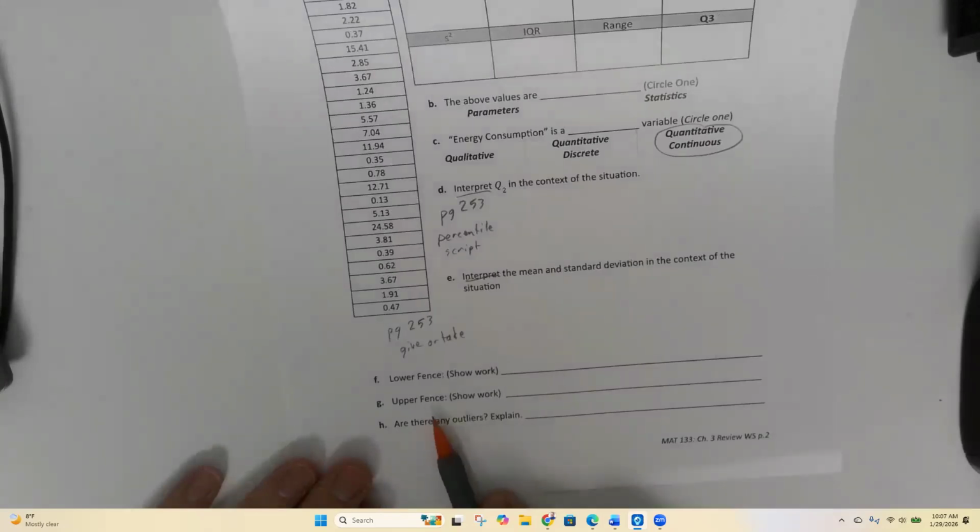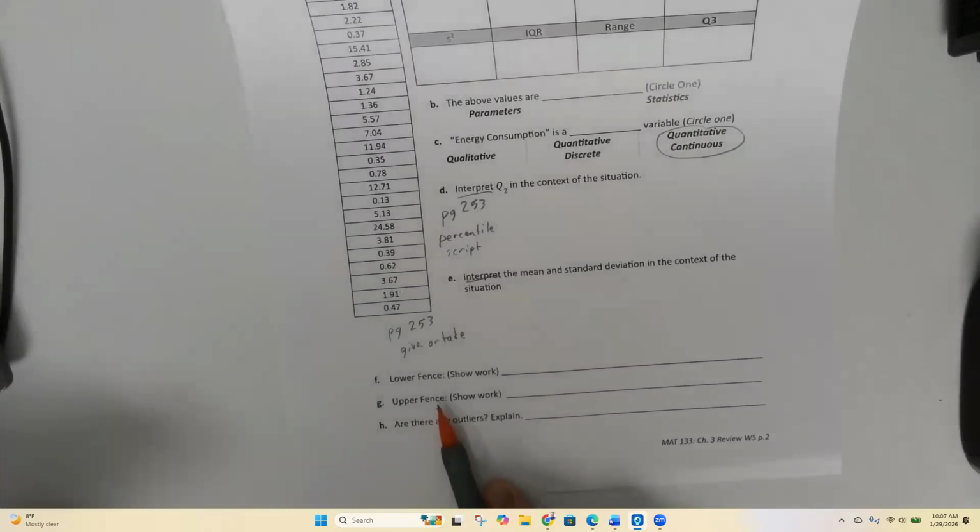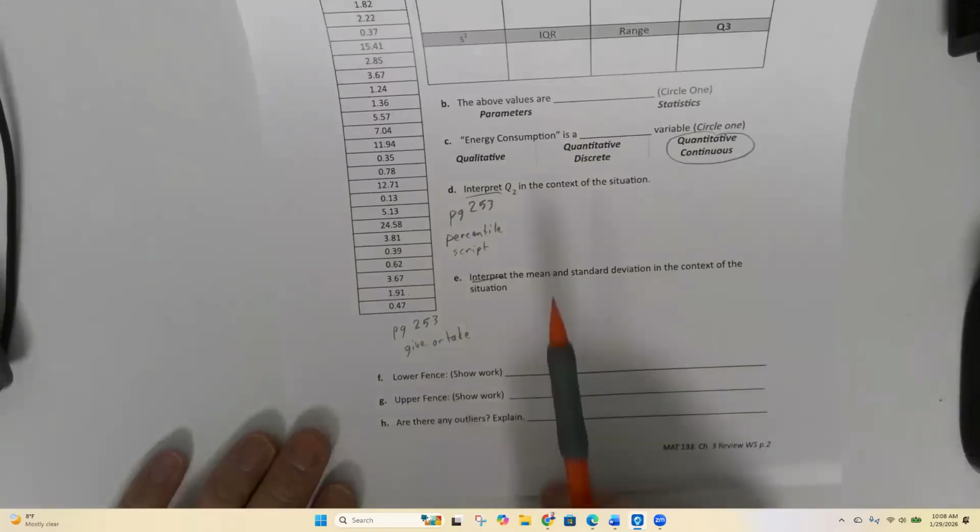Lower fence and upper fence. There's a formula for those. That formula is not in your exam notes packet, partly because we think that it's a pretty easy formula to remember. But like I said before, this is not a memorization class. This is understanding what the formula means and being able to interpret it.